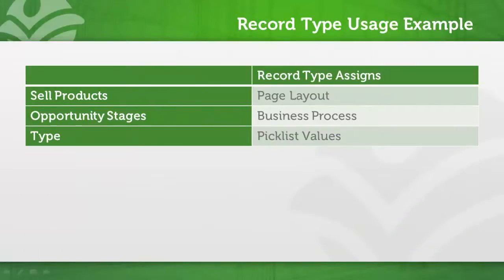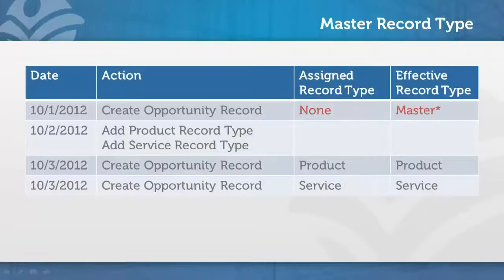The product team will want the products related list and quantity field on their page layout, while the services team will not. To create a different set of opportunity stages for each department, a sales process will need to be defined for each. Record type will then determine which sales process is used. Finally, record type can be used to detract pick list values displayed for each team.